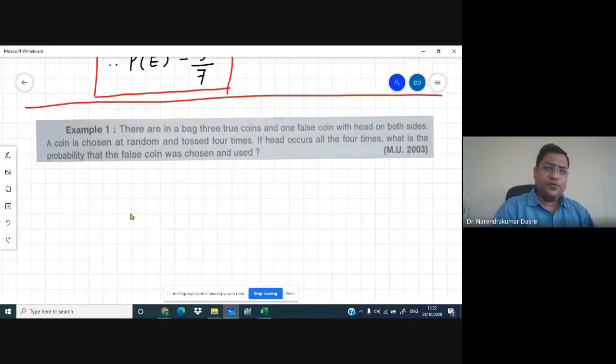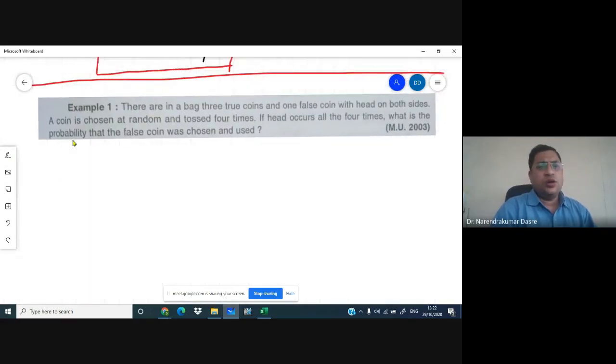So see here what we have. We are given a bag that contains two true coins and one false coin. The false coin has head on both sides. So when I toss a true coin, there are chances that either I will get head or I will get tail. But when I toss the false coin, then definitely I am going to get head only. That's why this is a false coin.